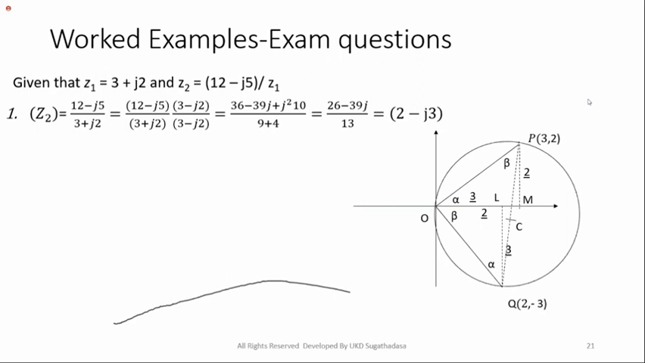If you see the first triangle, the OPM triangle, what is alpha plus beta? Tell me if you know the answer. What is the value of alpha plus beta? I am asking using the OPM triangle because the M angle is 90 degrees, no? The M angle is 90 degrees. Therefore, what is alpha plus beta?